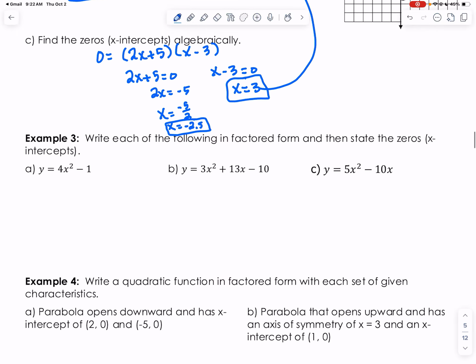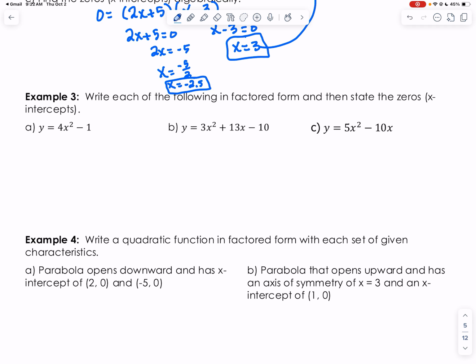All right. Example 3, write each of the following in factored form and then state the zeros or x-intercepts of the function. So in problem A, we have y equals 4x squared minus 1. We want to write that in factored form. Now, this is a difference of two perfect squares of the form a squared minus b squared. So let me just remind you, when you have the difference of two perfect squares, you can factor it using this pattern, a plus b, a minus b.